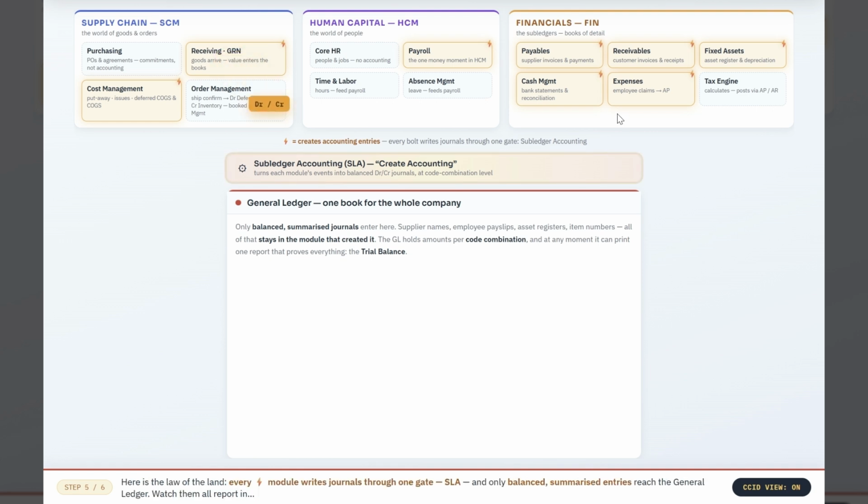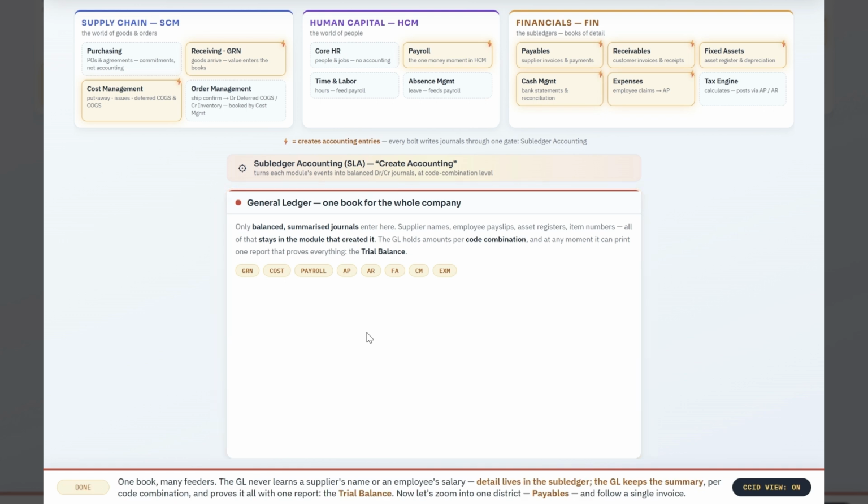Now, here is the law of the land: every module that creates accounting must pass through one single gate called Subledger Accounting, or SLA, and only balanced, summarized journal entries reach the general ledger. One book, many feeders. The GL never learns a supplier's name or an employee's salary. Remember this golden rule: detail lives in the subledger. The GL keeps only the summary. Now let's zoom into one district, payables, and follow one single invoice.